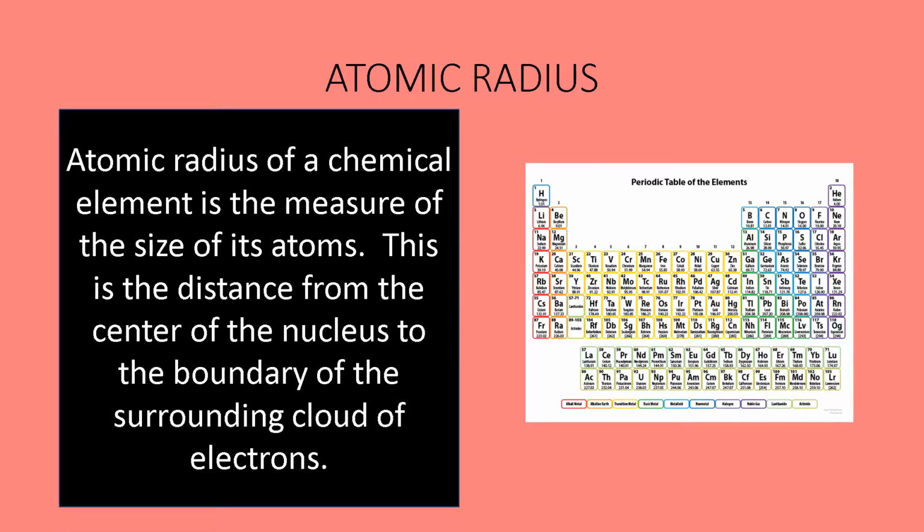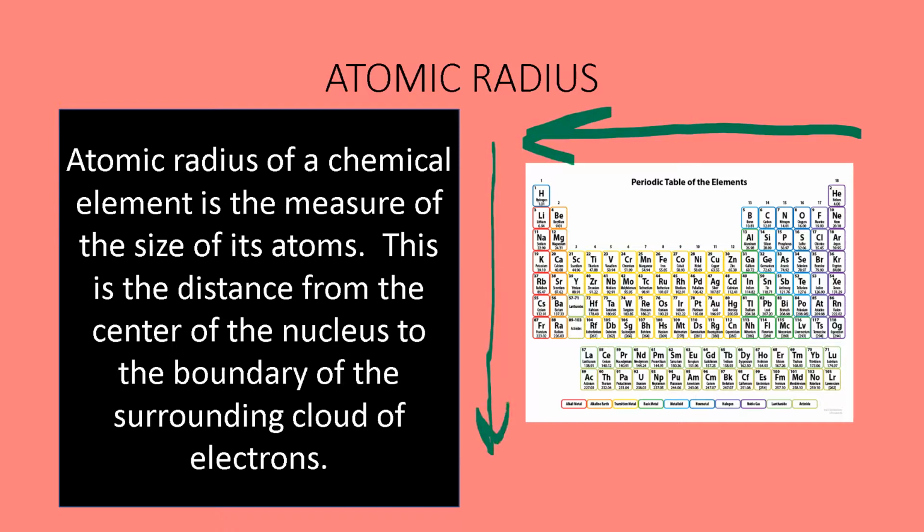Next, we have atomic radius, and atomic radius of a chemical element is the measure of the size of its atoms. Another way you can think about this is the distance from the center of the nucleus to a boundary of the surrounding cloud of electrons. Atomic radius is going to increase from right to left and from top to bottom. So it's kind of the complete opposite of the last 3 periodic trends.